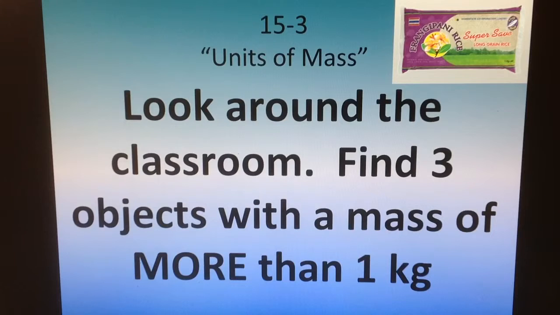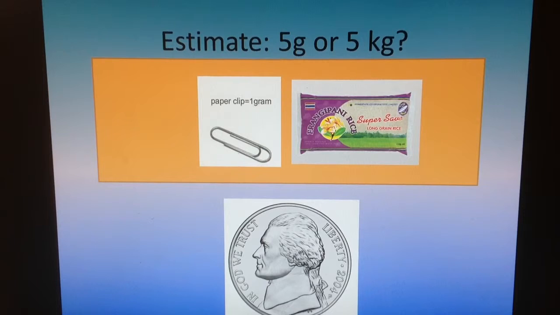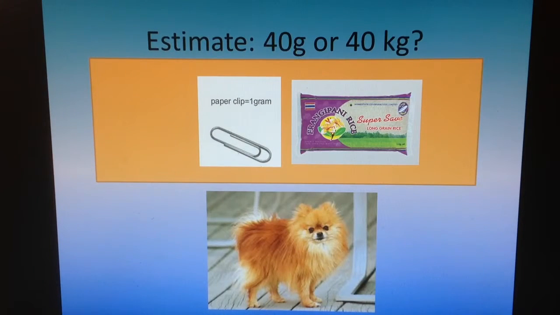Okay, then we looked around the classroom and we found objects with a mass of more than 1 kilogram, remembering that the mass of a small bag of rice is about 1 kilogram. We did some estimating. What would you say for this nickel? Is it about 5 grams or is it about 5 kilograms? About 5 grams, or about the weight of 5 paper clips. How about this little puppy? About 40 grams or 40 kilograms? Probably about 40 kilograms, probably about the weight of 40 bags of rice. He's definitely more than 40 paper clips. That would be too small.